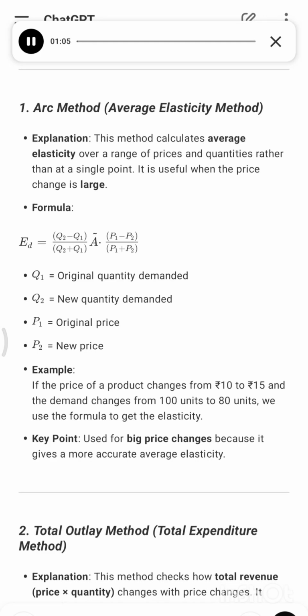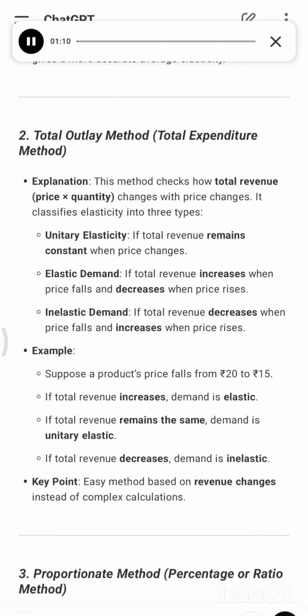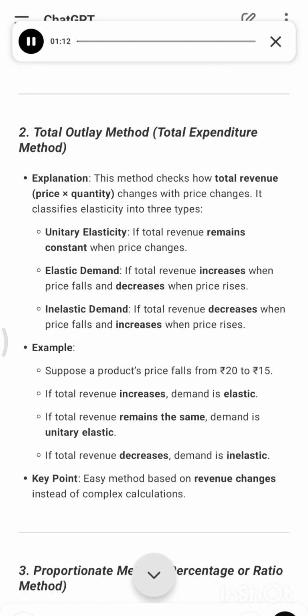2. Total outlay method, total expenditure method. Explanation: this method checks how total revenue, price times quantity, changes with price changes. It classifies elasticity into 3 types. Unitary elasticity: if total revenue remains constant when price changes. Elastic demand: if total revenue increases when price falls and decreases when price rises. Inelastic demand: if total revenue decreases when price falls and increases when price rises.